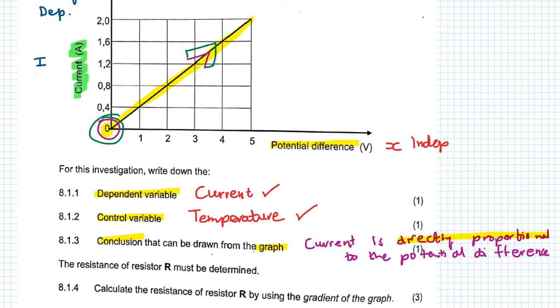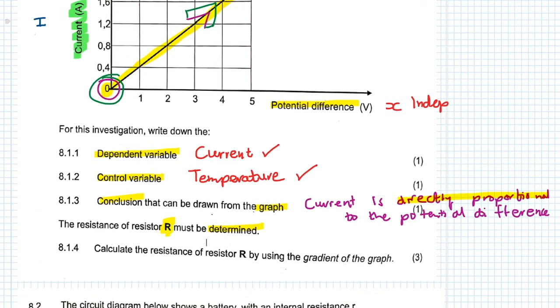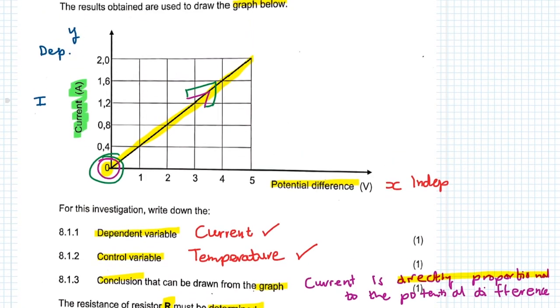The next question says, the resistance of resistor R must be determined. Calculate the resistance of resistor R by using the gradient of the graph. So when we take a look at this graph, we see that on the y-axis we have current, on the x-axis we have potential difference.